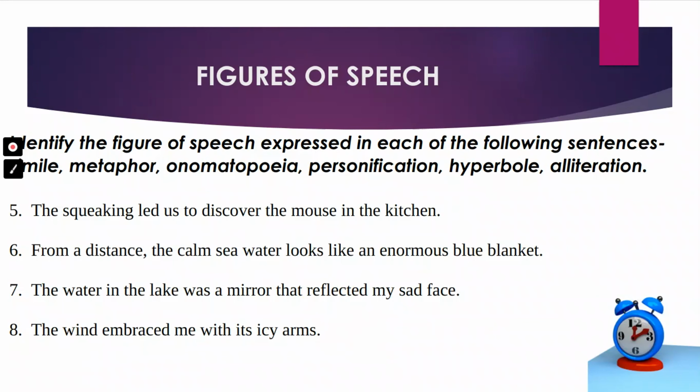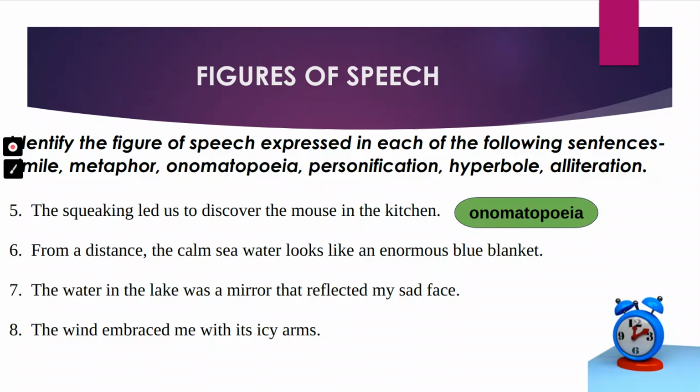Your instructions are the same. Number 5 says, the squeaking led us to discover the mouse in the kitchen. So you ask yourself, what are we seeing in this sentence? You should be paying attention to the word squeaking, that high-pitched sound that we hear from mice, for example. So we have here a sound word. So the word squeaking is the word that we use to associate with the sound that a mouse makes. Hence, onomatopoeia. Like I said before, whenever you think sound words, you think onomatopoeia.